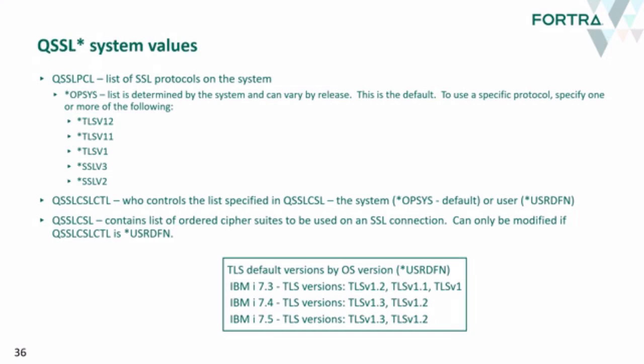If you're at 7.3, you could still have vulnerable ciphers in your list, and it will still default to have TLS version 1 in place.